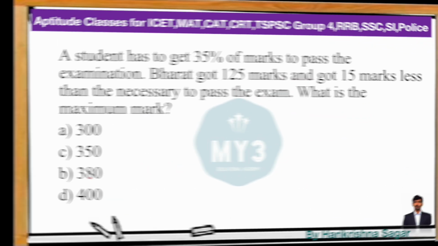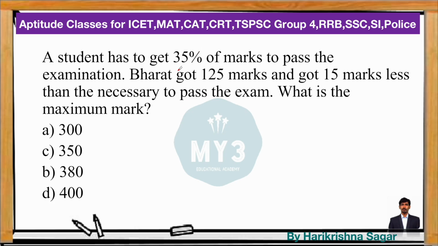Let's look at one more question on the same. A student has to get 35% of the marks. That means we can immediately write 35 is the minimum pass mark for 100. He got 125 marks and got 15 marks less than the necessary pass mark.